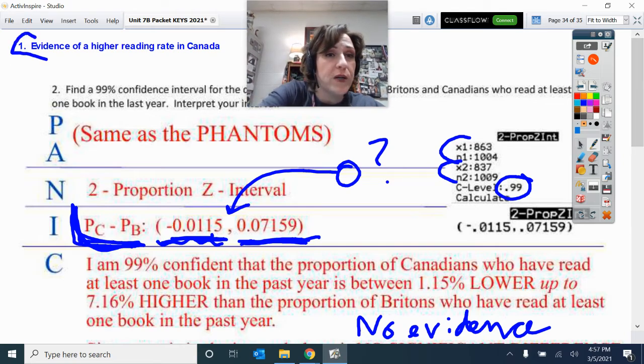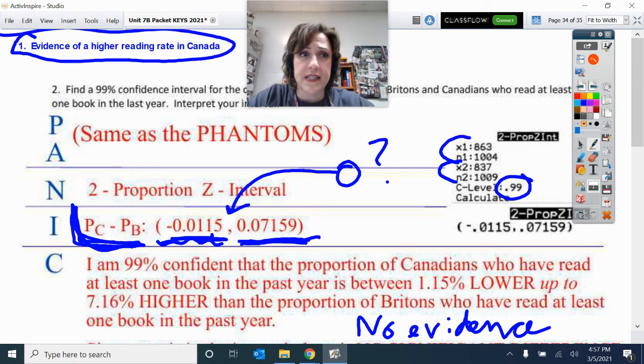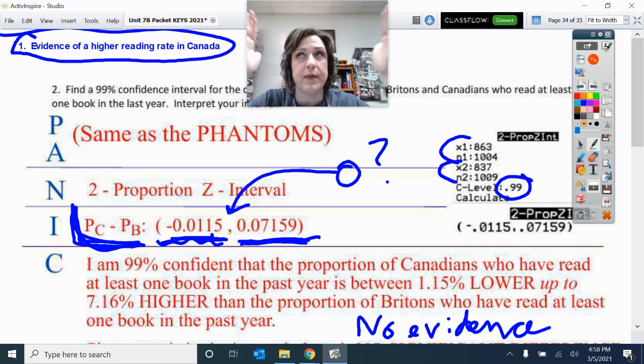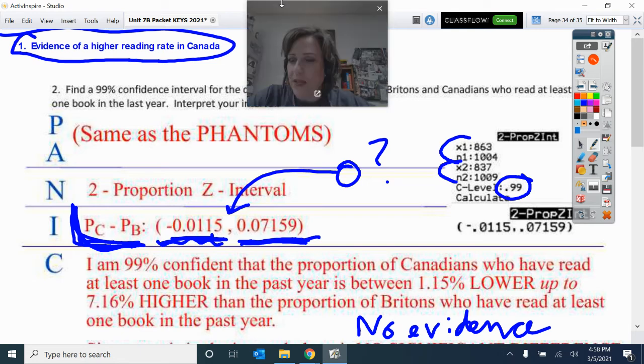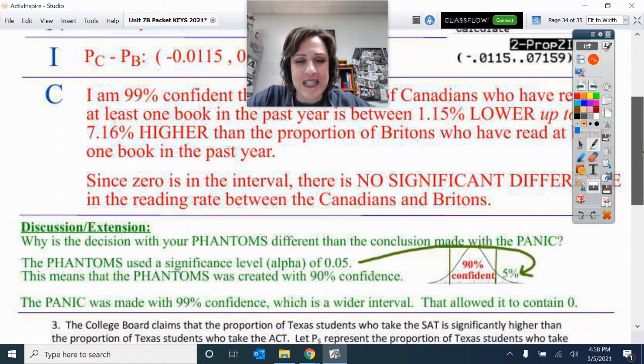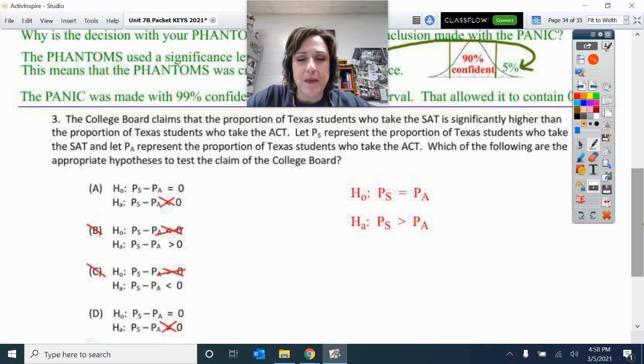But wait a second. What did we just say in part 1? Evidence of a higher reading rate in Canada. So that's no go. That should be alarming to you, and you should go, wait a second, let me stop and think and see why I am getting a different decision, because those don't jibe, and they should. So I'm going to have a separate video on that, and we will watch that one. I don't want it to get buried down in this video, so I'm going to do it separately.